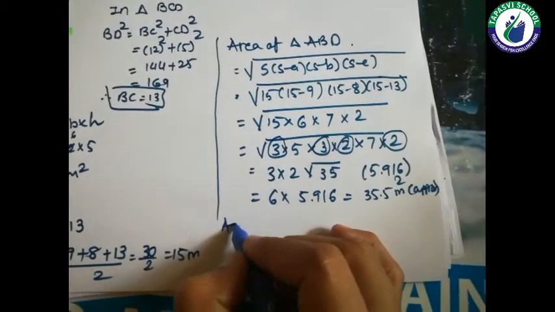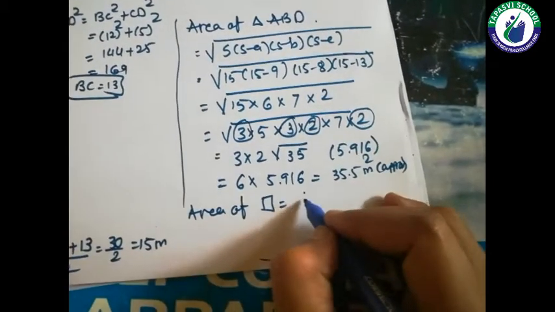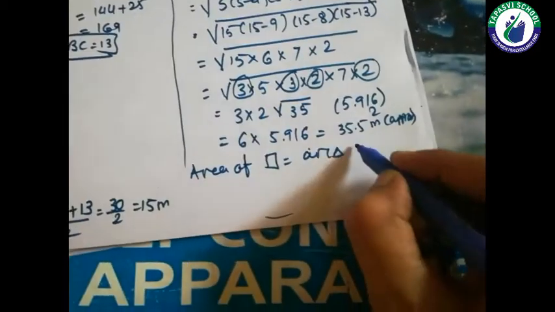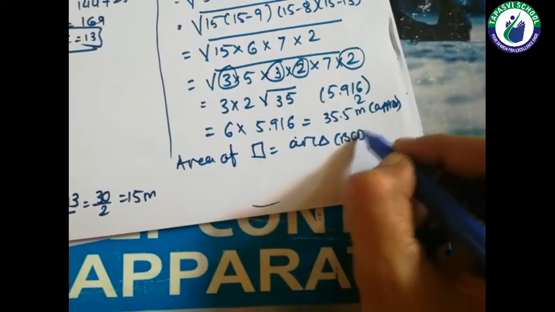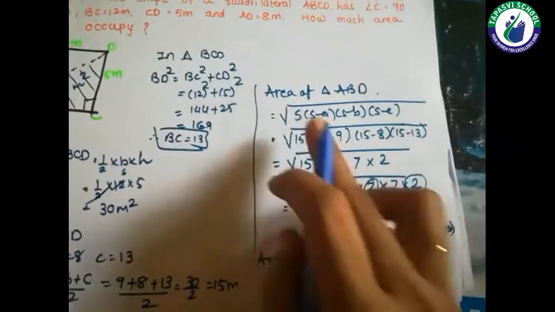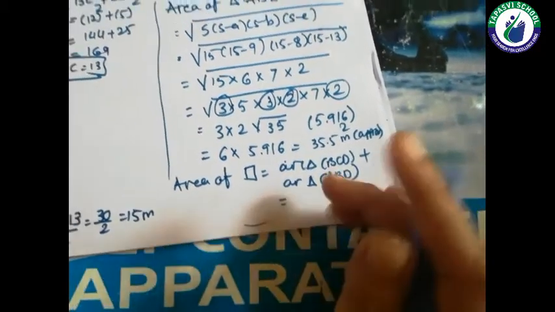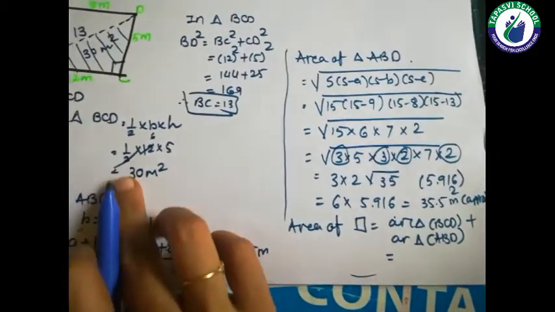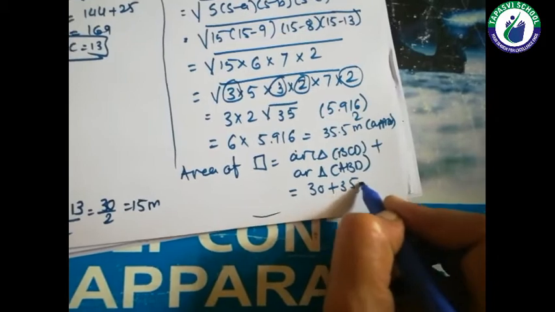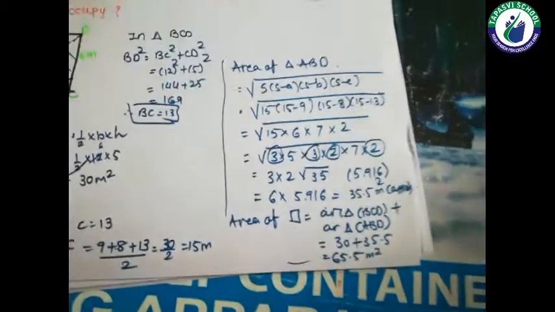Now area of quadrilateral is equal to area of triangle BCD plus area of triangle ABD. So here it will be 30 plus 35.5. So that will be 65.5 meters square.